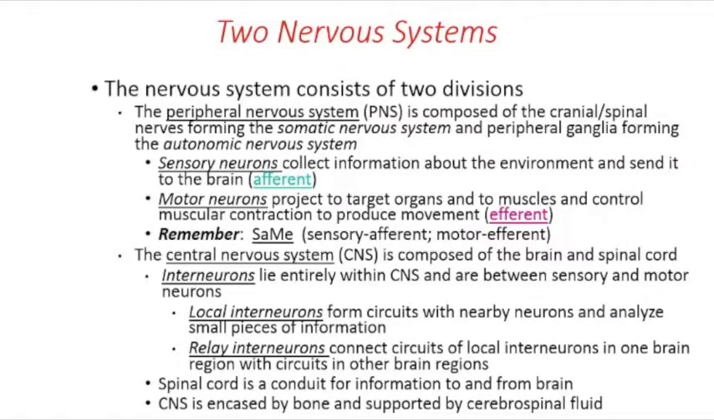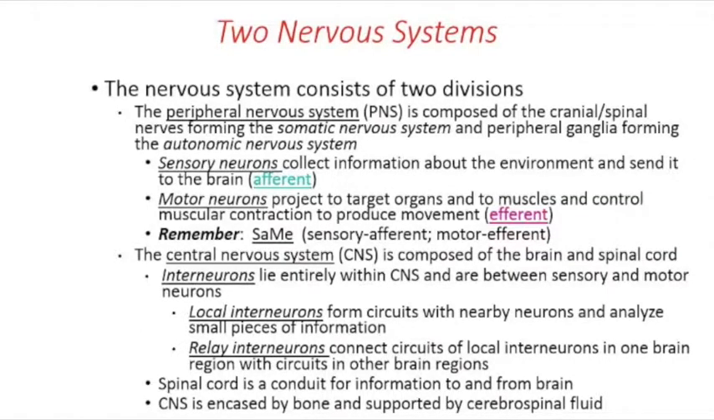And then the central nervous system, or CNS, is composed of just two principal components, the brain and the spinal cord. So whenever we refer to central nervous system functioning, we're talking about the functioning of the brain and the spinal cord.